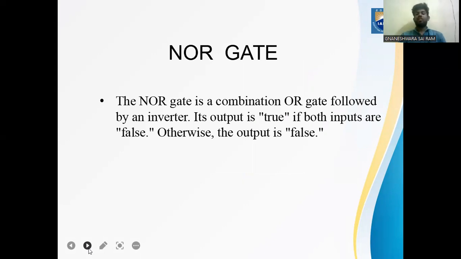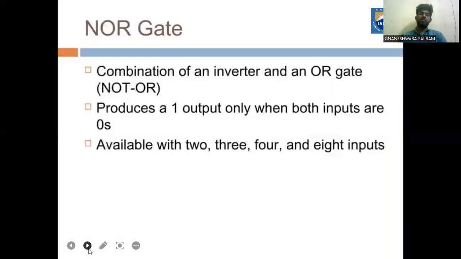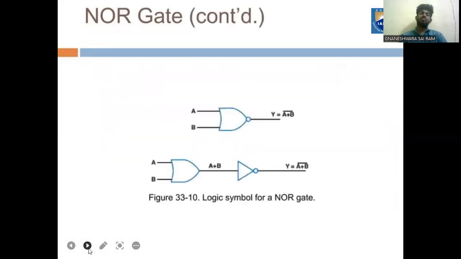NOR gate. The NOR gate is a combination of OR gate followed by an inverter. Its output is true if both inputs are false. Otherwise, the output is false. Combination of inverter and OR gate, NOR, NOT plus OR, produces one output only when both inputs are zeros. Available with 2, 3, 4, and 8 inputs.